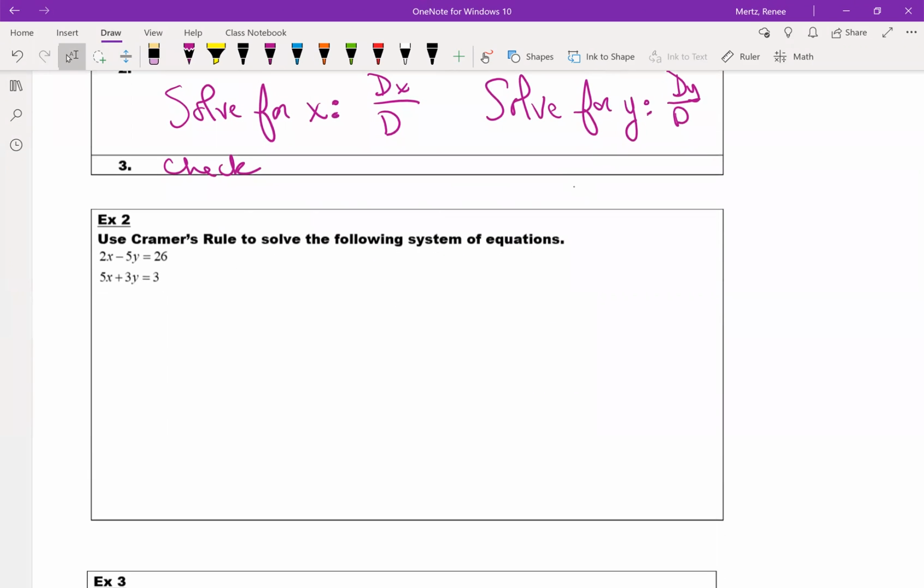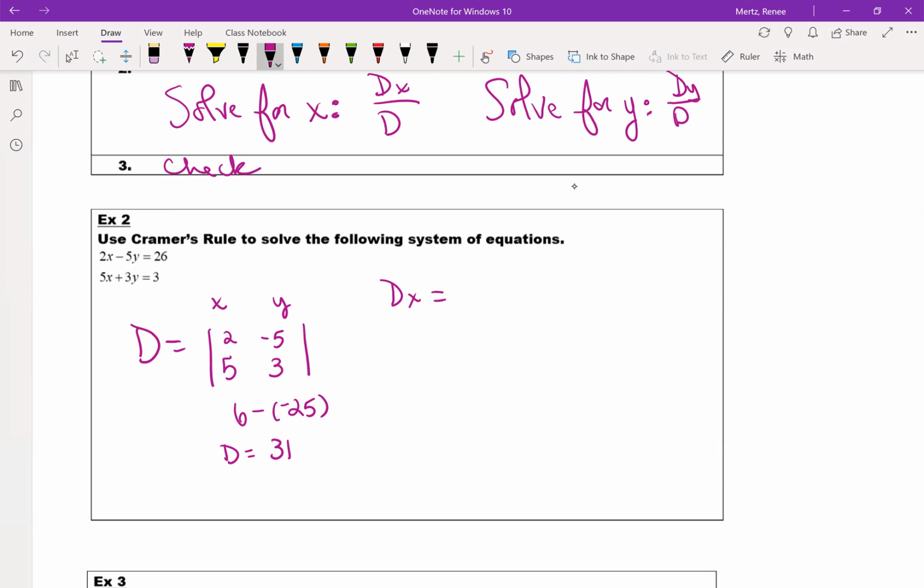So I'm ready to try one of these. Is it set up properly? It goes x, y number, x, y number. So yes. So first we're going to do d. So my coefficients in front of the x's are 2 and 5. In front of the y's are -5 and 3. Find the value. So it's 6 minus -25 or 31. So d equals 31.